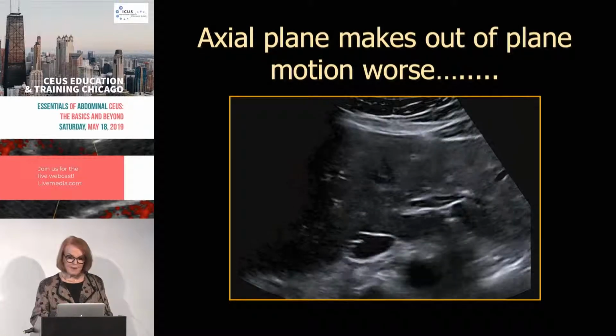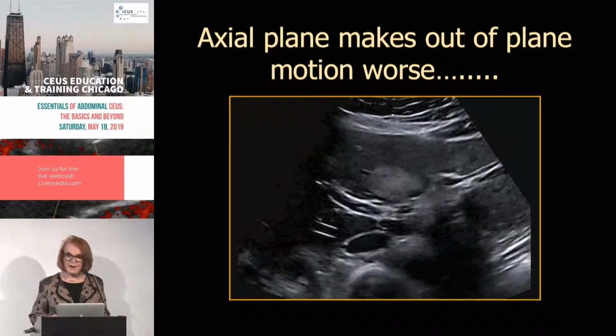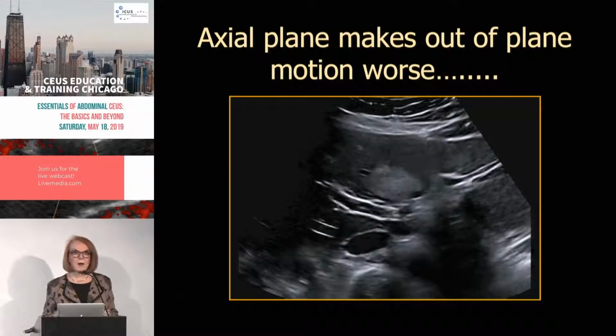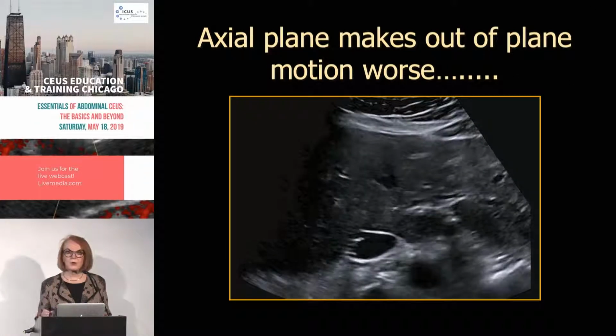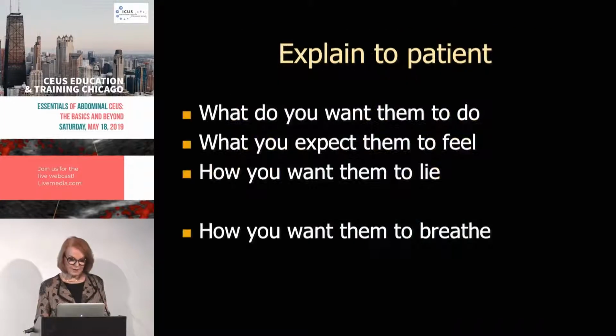Whereas with that same big mass in the transverse plane, every time the patient breathes in and out, you can see that the mass goes in and out of your field of observation. And so it doesn't matter how small or how big it is or what you're doing, the sagittal plane is definitely usually the best.